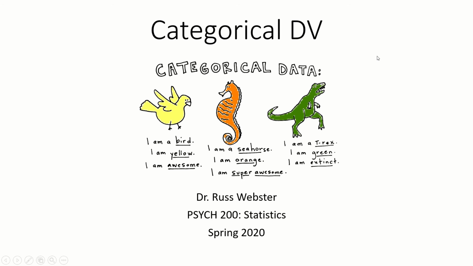So if we think about the difference between continuous and categorical variables, continuous variables are numerical in nature, and the order of those numbers matters, right? Categorical variables have responses that can never be numerical in nature, just like the categorical data that we have here. I'm a bird. I'm yellow. I'm awesome. I'm a seahorse. I'm orange. I'm super awesome. I'm a T-Rex. I'm green. I'm extinct. Right? These are all categorical responses.